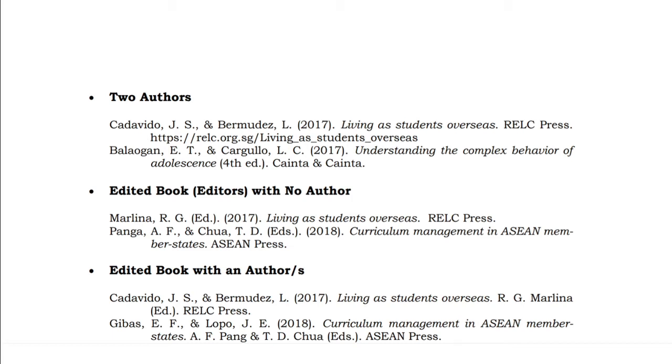And for edited book with an author or authors, here are the examples. Cadavido J.S. and Bermudez L. 2017, Living as Students Overseas, R.G. Marlena, editor, RELC Press. And Gibas E.F. and Lopo J.E. 2018, Curriculum Management in ASEAN Member States, A.F. Panga and T.D. Chua, editors, ASEAN Press.